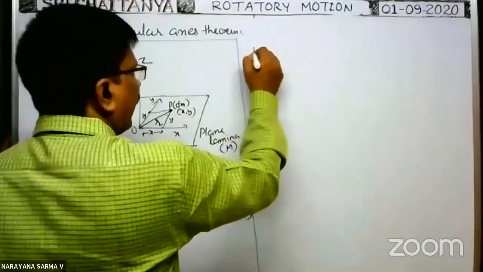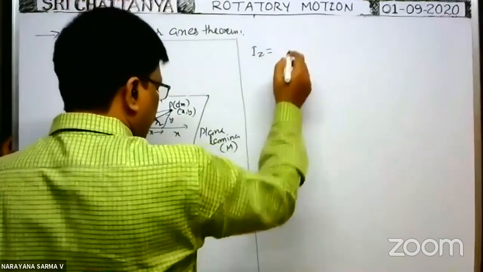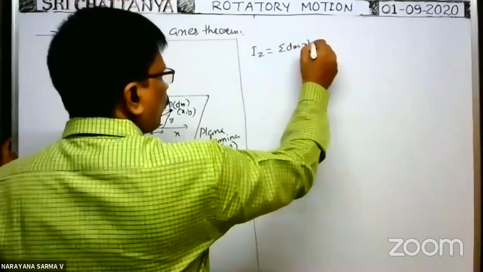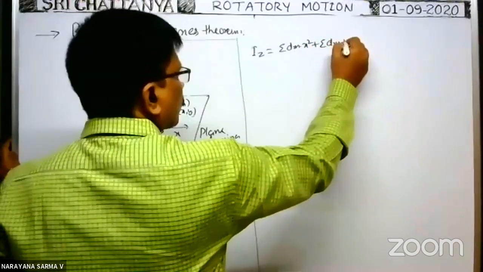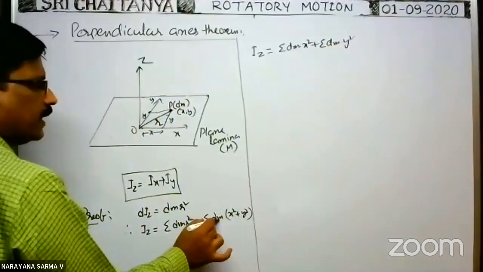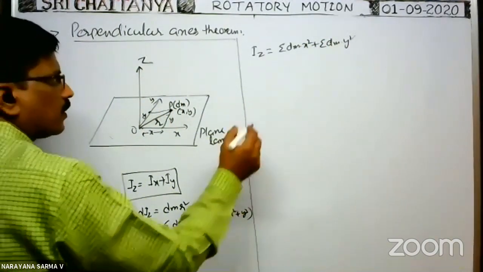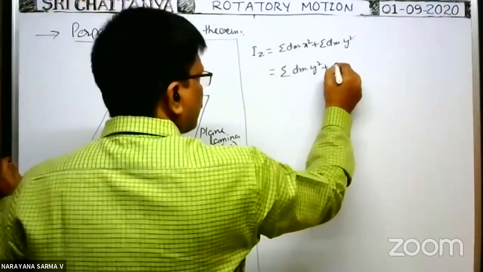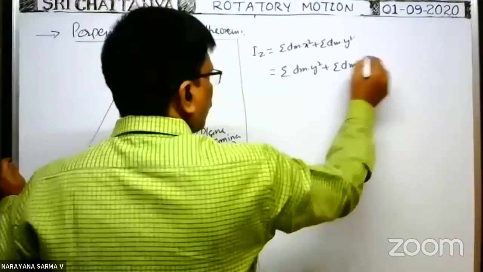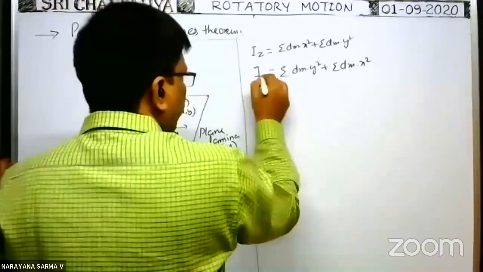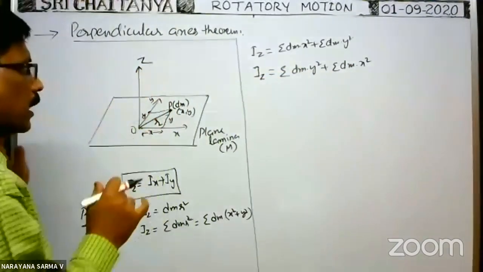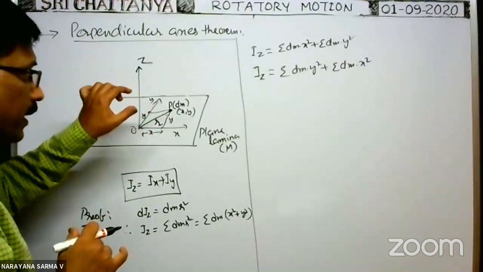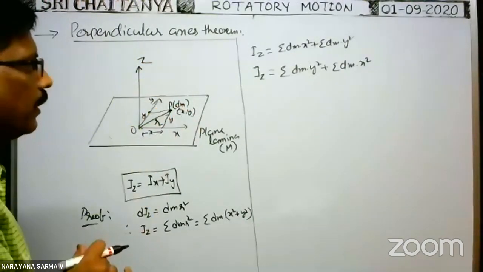Therefore Iz is equal to, you split them, sigma dm into x square plus sigma dm into y square. That is, sigma dm into y square plus sigma dm into x square. This is the moment of inertia of the plane lamina about the z axis, perpendicular to the plane of the lamina, passing through the intersection of two perpendicular axes lying within the plane of the lamina.